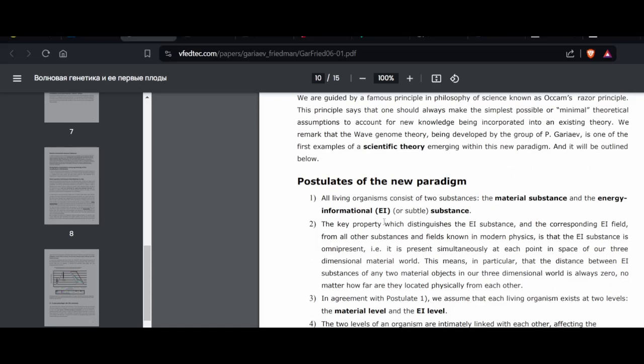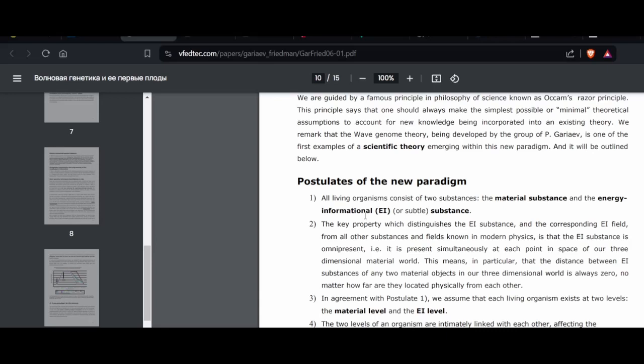I'm sorry, I'm just going to look at this paper a little bit here. So the postulates of the new paradigm, or his new theory. All living organisms consist of two substances, the material substance and the energy informational or subtle substance. I don't know if any of you are ever into alternative science or healing arts. They'll often talk about a subtle body, and that subtle body is your energy field. So Dr. Garyaev here is postulating that same sort of thing, where we have the material substance or physical body, but we also have an energy body or an energy field around us, in us. We are both things. We have these two parts to us.